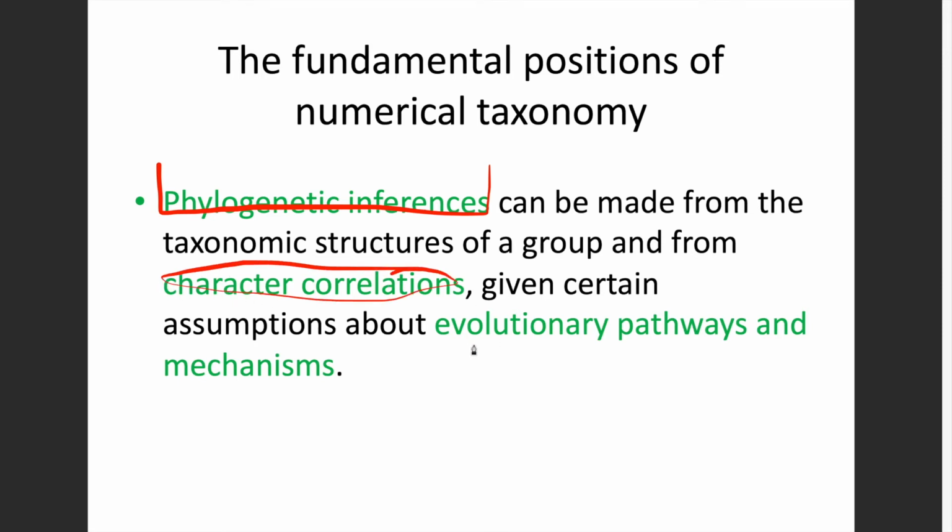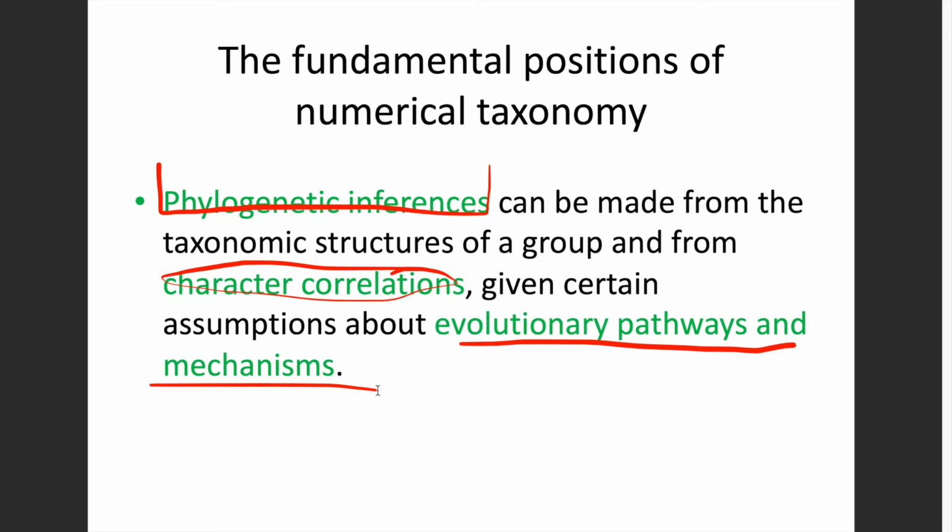And if you give it enough assumptions about the evolutionary pathways and mechanism, it can really create very good phylogenetic inferences of your data points, even though it does not really incorporate that in the data. So that's the thing about numerical taxonomy. It can create phylogenetic inferences based on the correlations of your different numerical data.